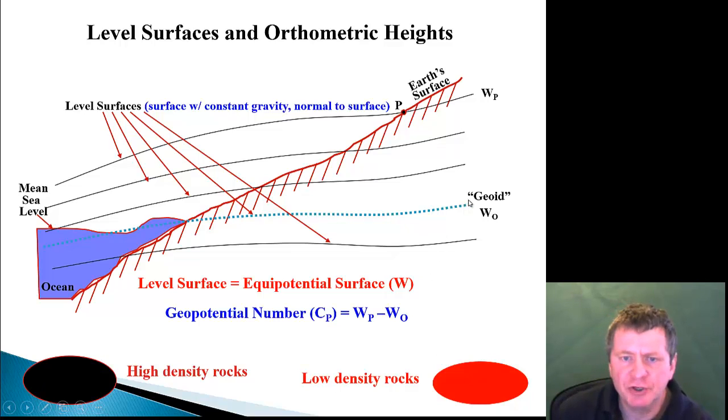So we define the geoid as one of these levels. Somebody picked one, and so that's what was done. So now you have these surfaces of constant gravity above and below that particular scenario.